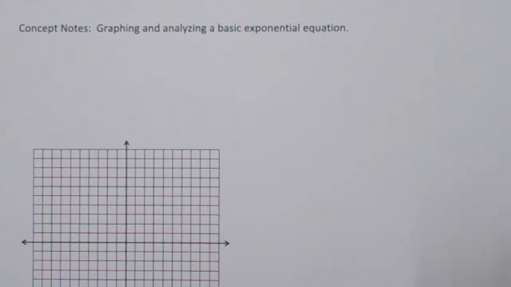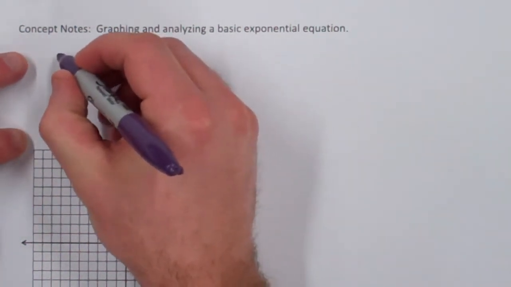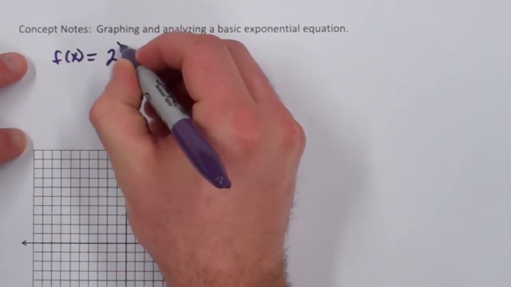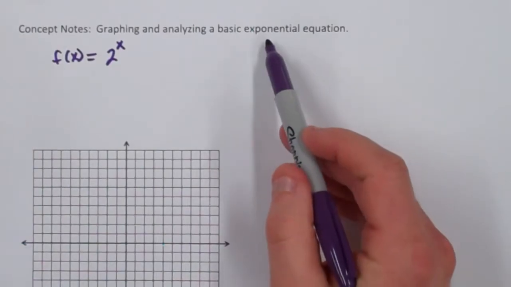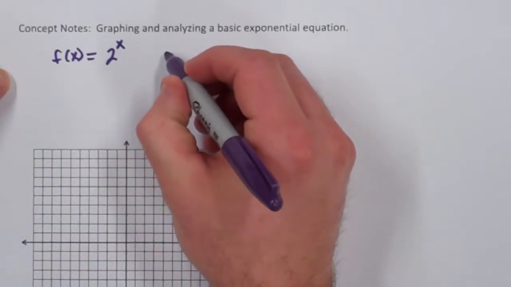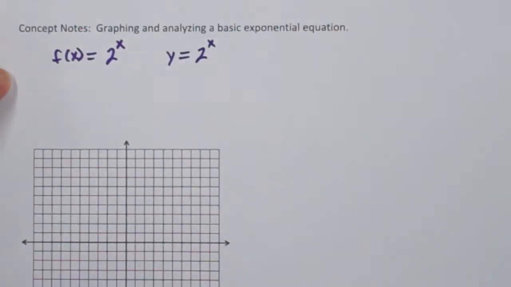In this video, we're going to be talking about graphing and analyzing a basic exponential equation. What we're going to start off with is f of x is equal to 2 to the x power. When we say exponential equation, we mean that the variable is in the exponent position. This is really the same thing as y is equal to 2 to the x power.